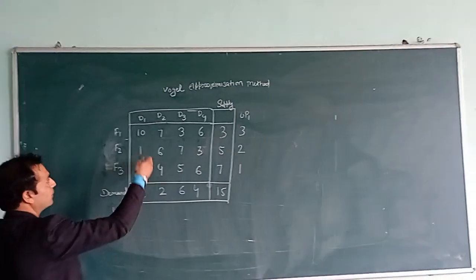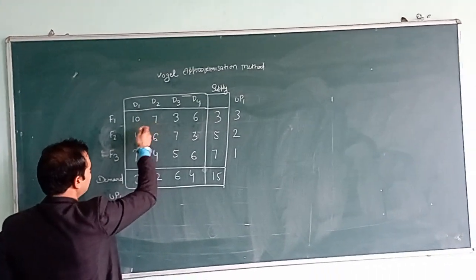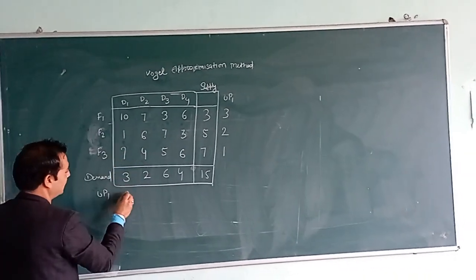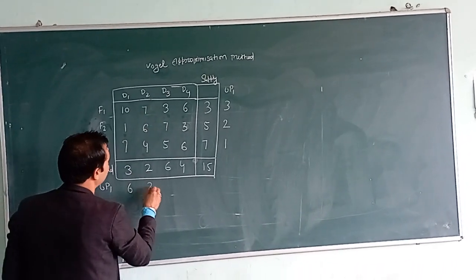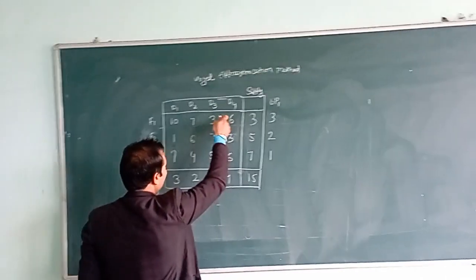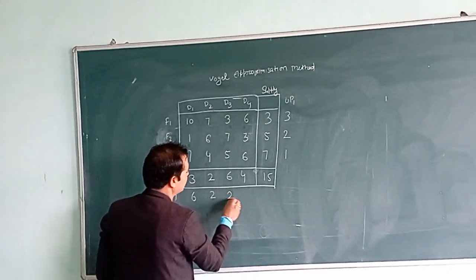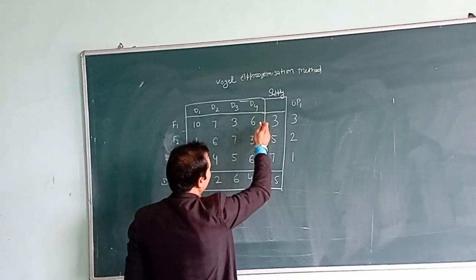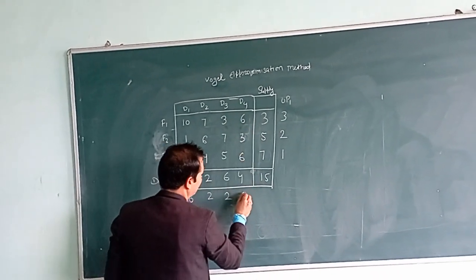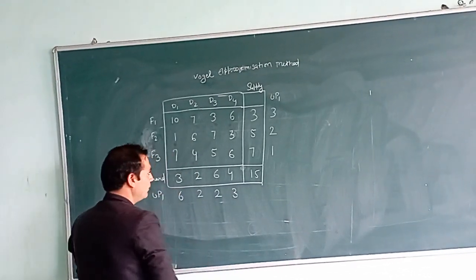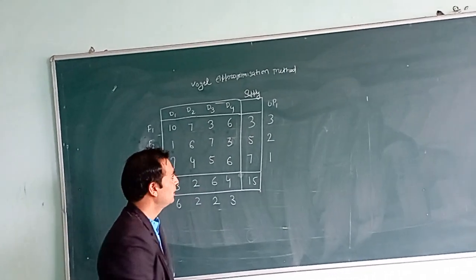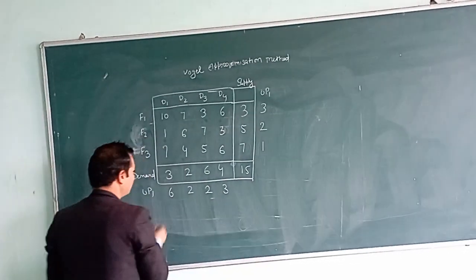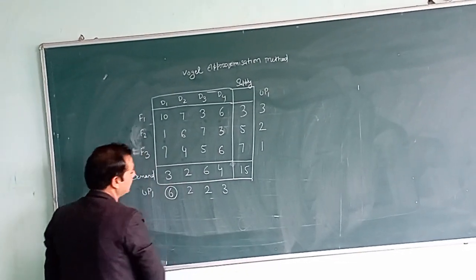Now the same process column-wise. The first column, 1 and 7, the difference is 6. In the second, 6 and 4, the difference is 2. In the third column, 3 and 5, the difference is 2. And in the fourth column, 3 and 6, the difference is 3. Now we select the maximum value from unit penalty 1. Here the maximum value is 6.